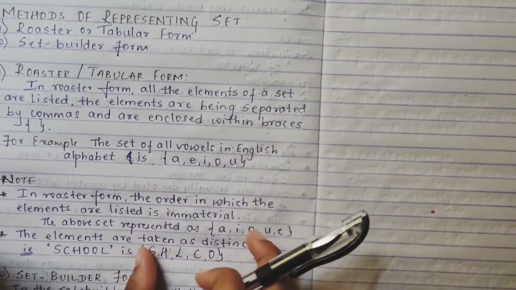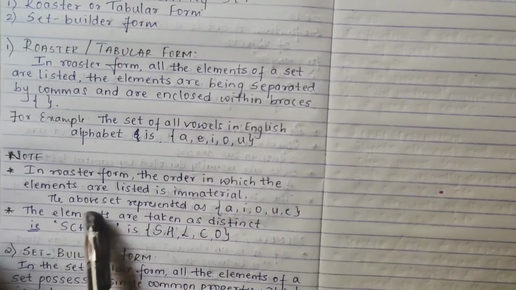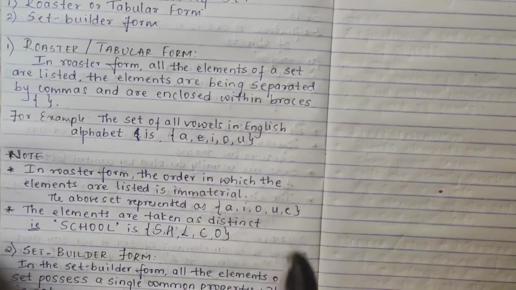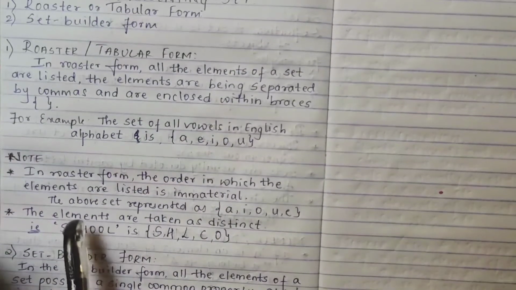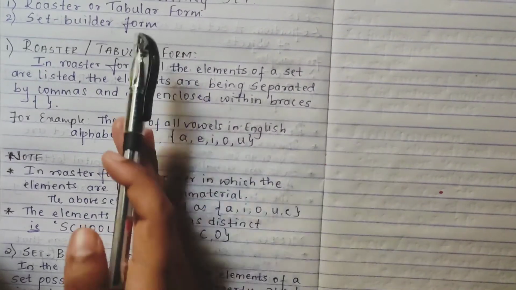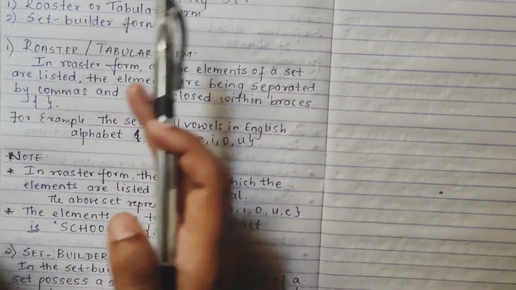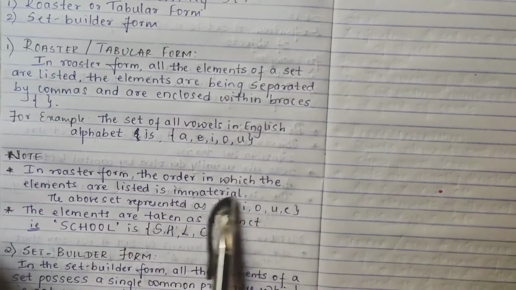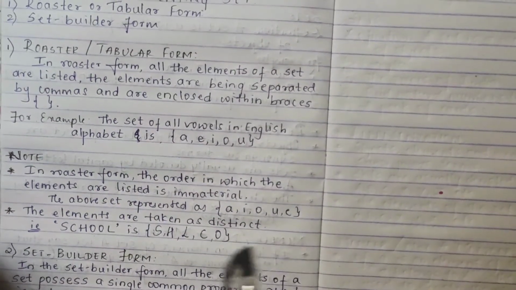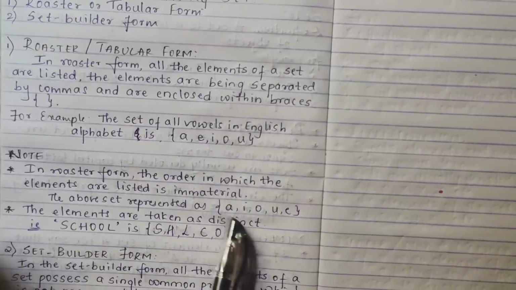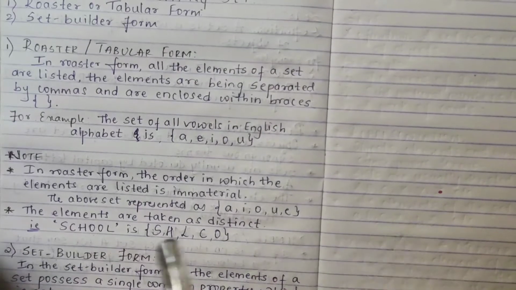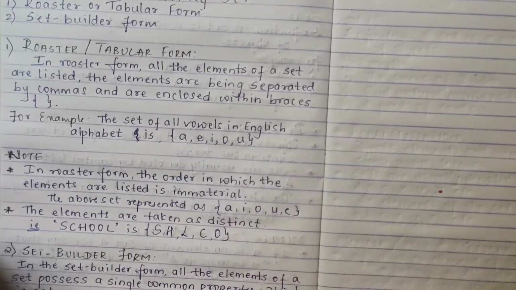Now you have some points in roster form. Note, I have written: in roster form, the order in which the elements are listed is immaterial. For example, taking the above set only. Now, English vowels you tell in an order, A, E, I, O, U. When you are writing in roster form, there is no necessity that you should write in the same order. You can write anyhow. See here I have written A, I, O, U, E. You can also write I first, then O, U, however you can write. It is not necessary to go in an order.